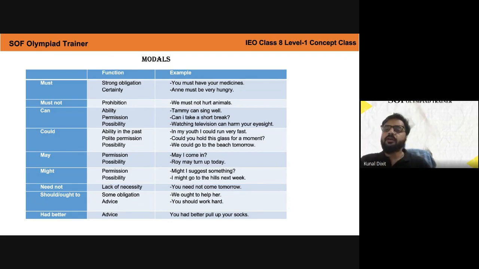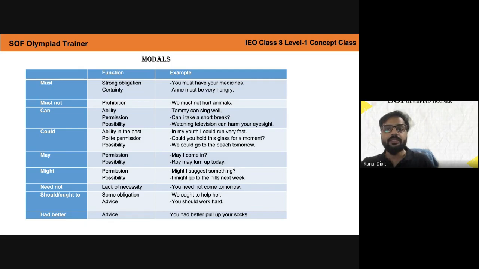On the other hand, when we say must not, we talk about prohibition, something that you should not do. For example, we must not hurt animals. Are you able to understand? Can you differentiate between must and must not? I mean, that's very easy, but do you understand where must should be used? Yes, sir. Okay. Now, this is where things start getting confusing, but I'm sure with my class, you would be able to make a clear difference between the things.